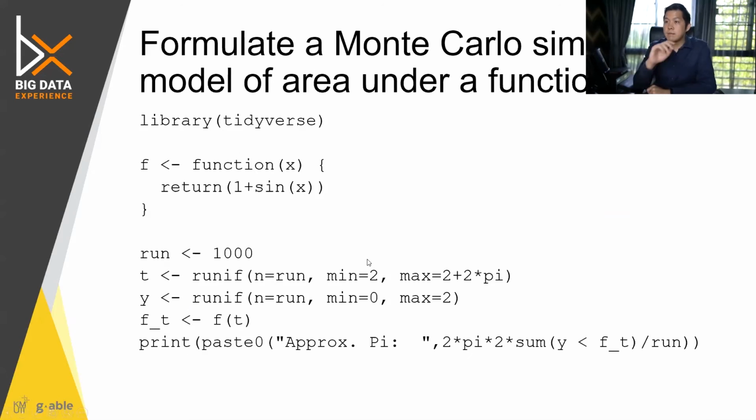All right, this is the code to perform Monte Carlo simulation in R. What I'm doing here is defining a function, 1 plus sine x, just for comparison. And then this number of runs can be changed from a small number of times that you perform to a large number of times, like 10,000, 100,000.